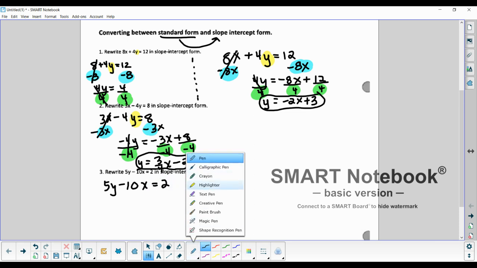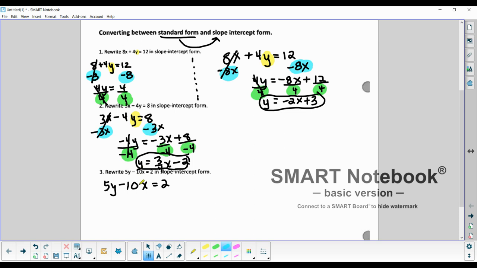So we start always with the subtraction step. In this case, we're getting rid of -10x because of the minus sign. So I'm actually going to add 10x to both sides. So -10x plus 10x cancel. So I'm left with 5y equals 10x plus 2.